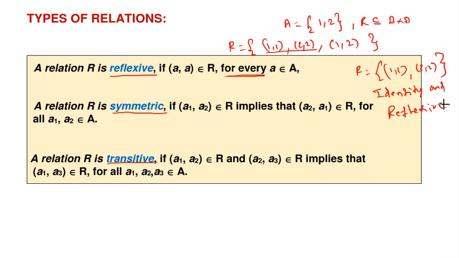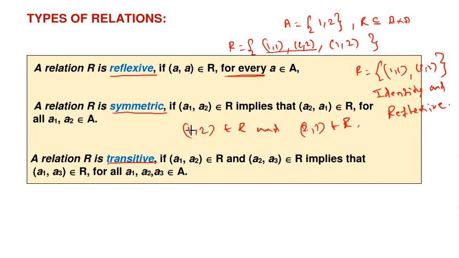So remember, comparing identity relation and reflexive relation, a reflexive relation cannot be an identity relation, but an identity relation is always a reflexive relation. Then what is a symmetric relation? Symmetric relation is like a mirror image. So if (1,2) belongs to R, then by interchanging 1 and 2, (2,1) also belongs to R.